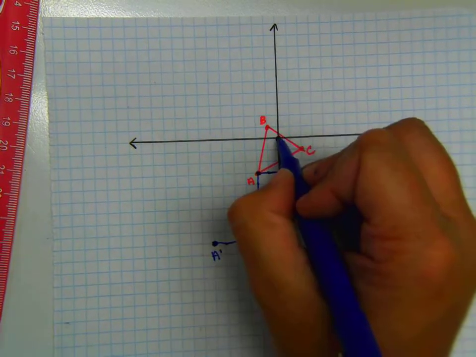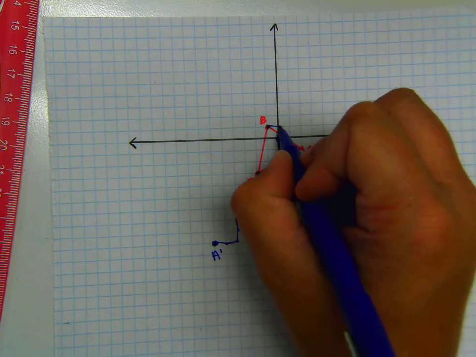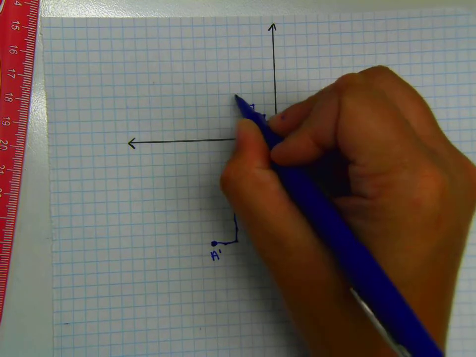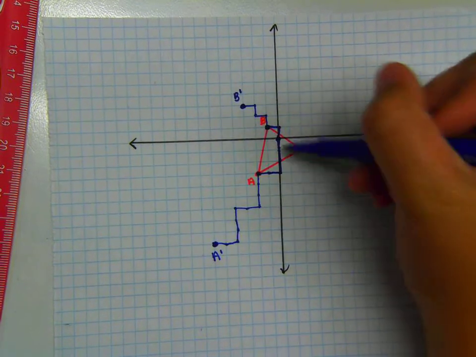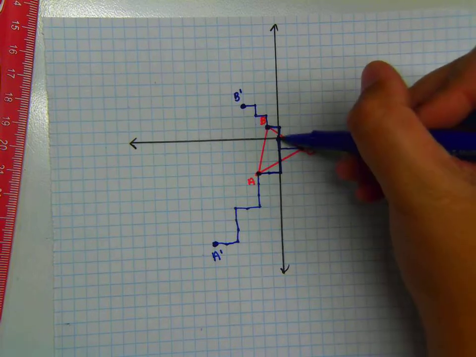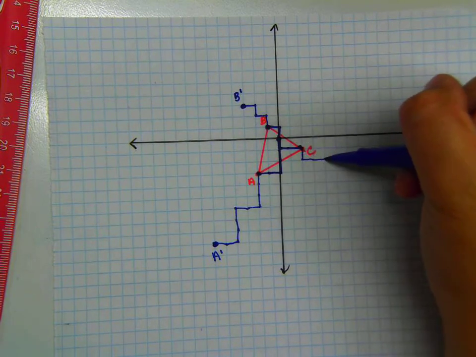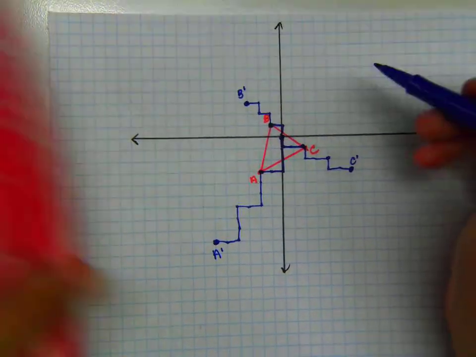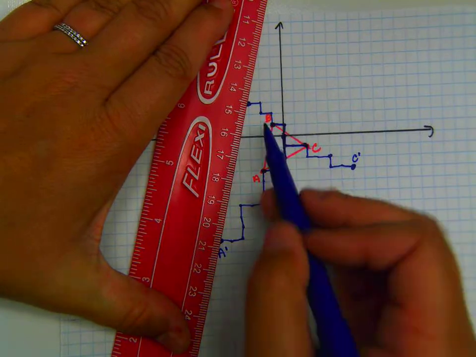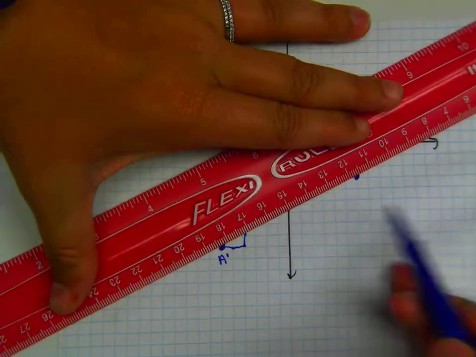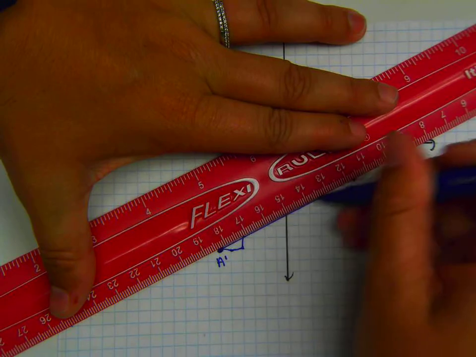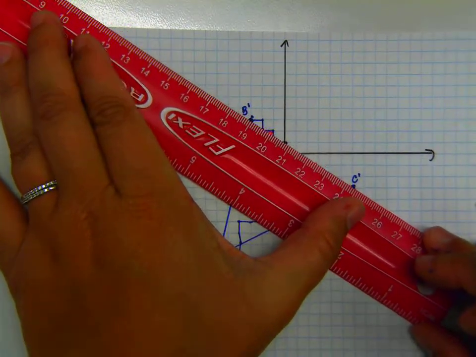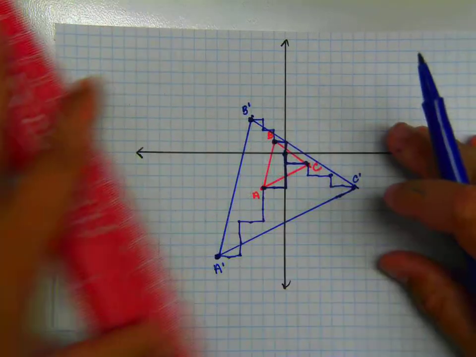Same thing with B. I go up 1 over 1, so I'm going to do that 3 times. Up 1 over 1, that's once. Up 1 over 1, twice. Up 1 over 1, that's 3 times. There's B prime. C, down 1 over 2, so down 1 over 2, that's once. Down 1 over 2, that's twice. Down 1 over 2, that's 3 times. There's my C prime. Then when I connect those, there's my new image.